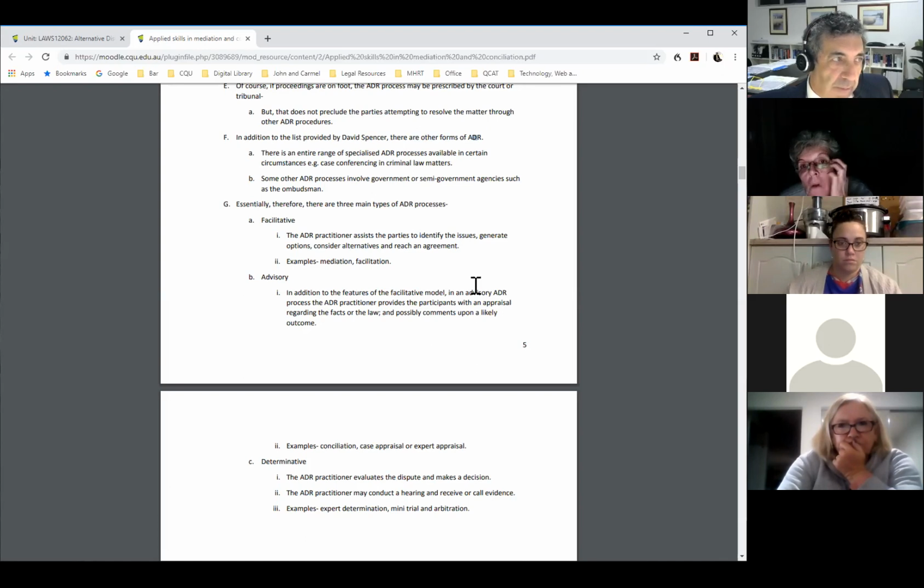And the third type of ADR process is where one makes a determination. That is, the ADR practitioner evaluates the dispute, makes a decision, and in doing so may conduct the process as a hearing and even receive or call evidence. So examples, expert determination, mini trial, and the most common, arbitration.